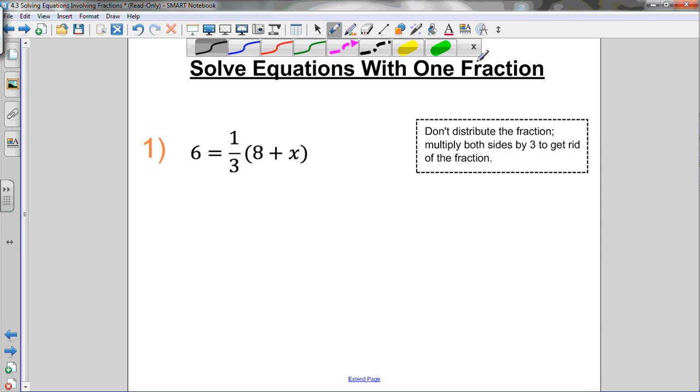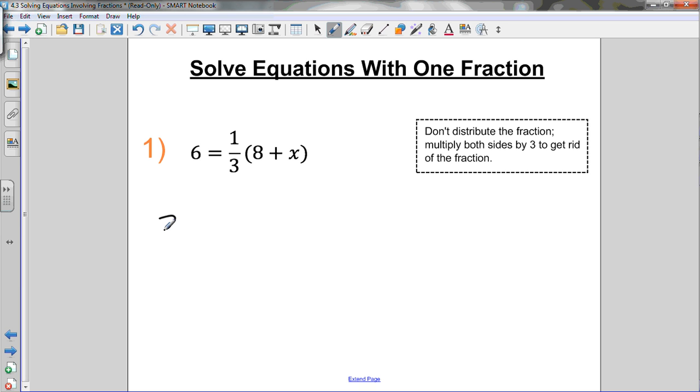Whenever you have a fraction in a question, try to get rid of the fractions in the first step if you can. The trick to getting rid of a fraction is to multiply both sides of the equation by the denominator of the fraction. The denominator of this fraction is 3. If I multiply both sides of this equation by 3, I'm allowed to do that because that'll keep the equation balanced. As long as I do the same thing to both sides, it'll keep the equation equivalent. So multiply both sides of the equation by 3, and then this fraction will be gone. I'll show you how that works.